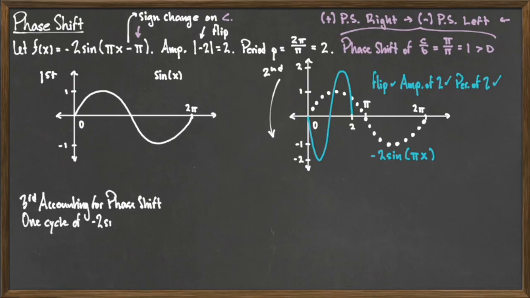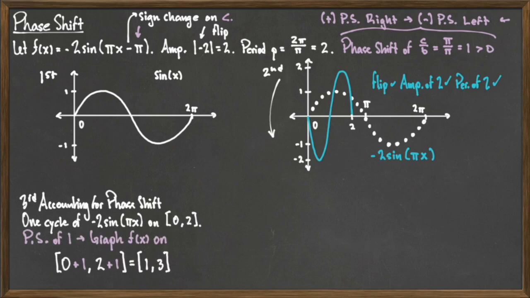So here's the thought process. Normally I would graph one cycle of this function on the interval from 0 to 2. That's kind of our starting point. You always start things at 0 and go for the period length, but now we have to push this interval down the x-axis a little bit. We know that we have a phase shift of 1, so to get a sense of where this thing needs to be graphed, I'm going to take my interval from 0 to 2, and I'm going to add a 1 to each of the inputs. This gives me the new interval to graph on, the interval from 1 to 3.